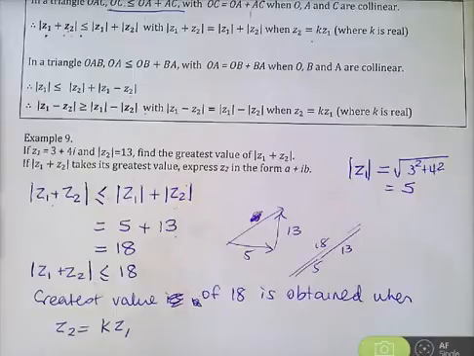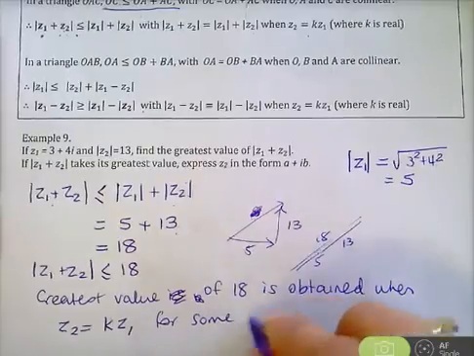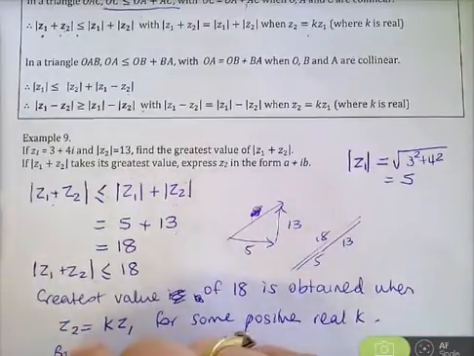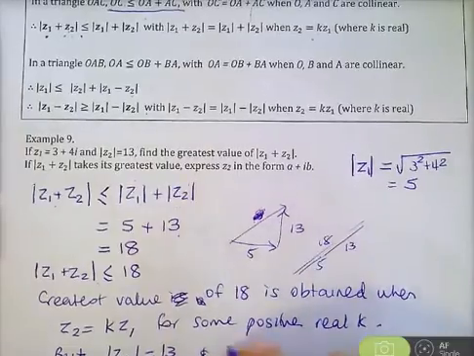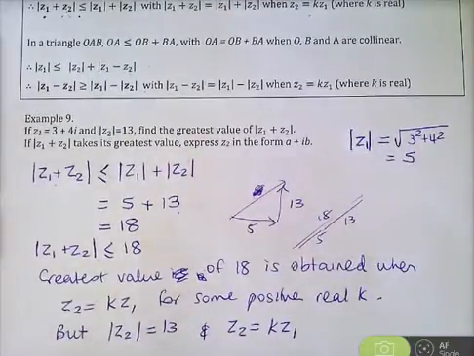So when do we get the greatest value of Z1 plus Z2? When they're collinear, when Z2 equals Z1 times some constant. In other words, they've got the same argument and one's just a bit longer than the other. Wait, what's the constant though? I don't know yet. So for some positive real K. Okay, but we know that the modulus of Z2 equals 13, and we just said that Z2 equals K times Z1.